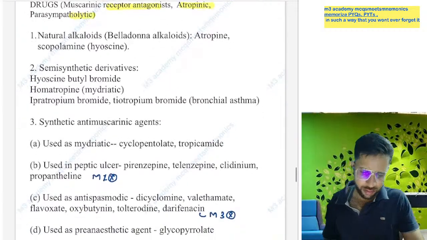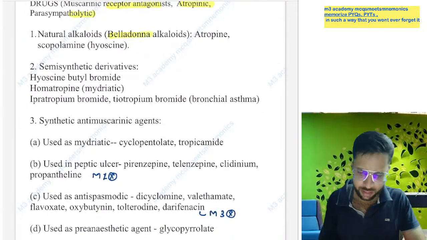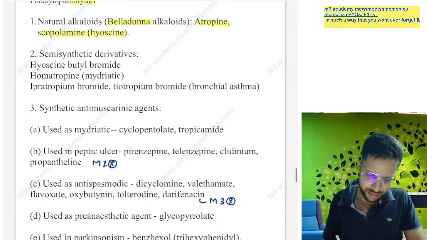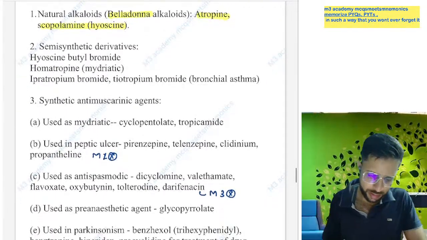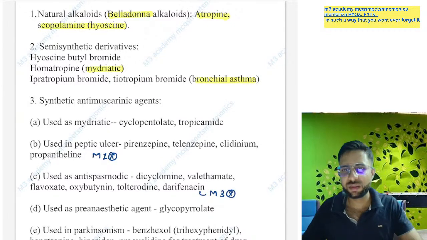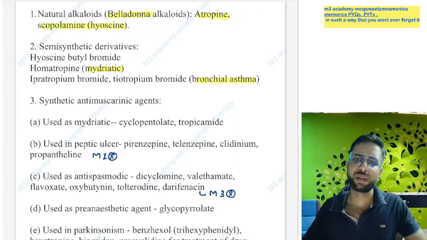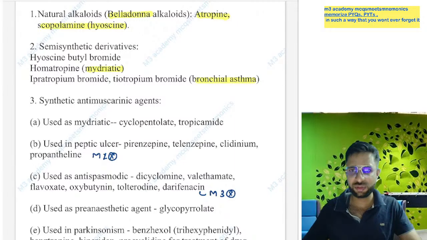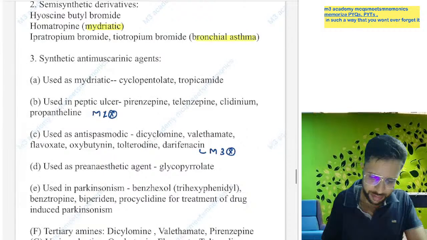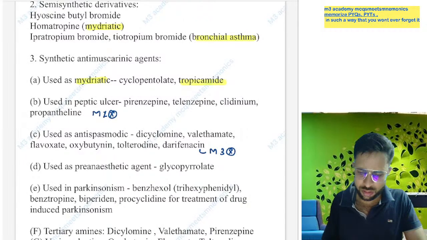So natural alkaloids are like belladonna, meaning atropine, scopolamine or hyoscine. Semi-synthetic are like hyoscine butylbromide, homatropine which is a mydriatic, ipratropium bromide, tiotropium bromide used in bronchial asthma. And please revise the bronchial asthma mnemonic session we already conducted using First Aid also. Now, what comes in synthetic? Mydriatics are cyclopentolate and tropicamide.